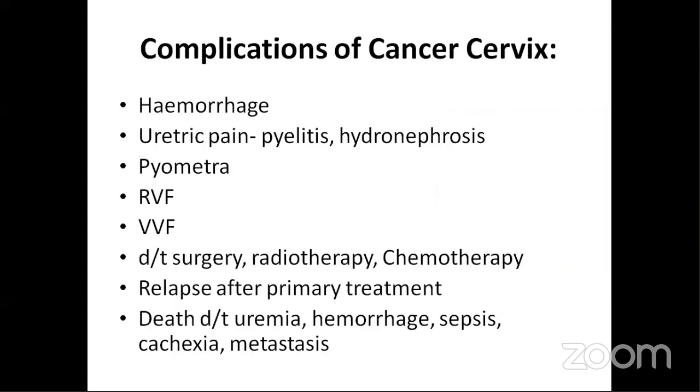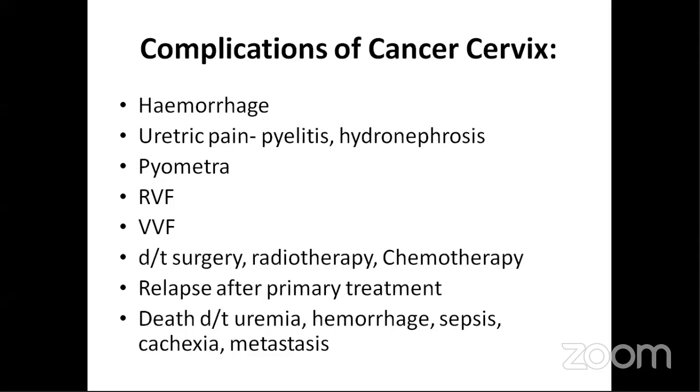The next thing, what are the complications of CA cervix? What can you notice? So one is hemorrhage. We discussed that she can have abnormal uterine bleeding of various types. So there could be hemorrhage. And next is ureteric obstruction.